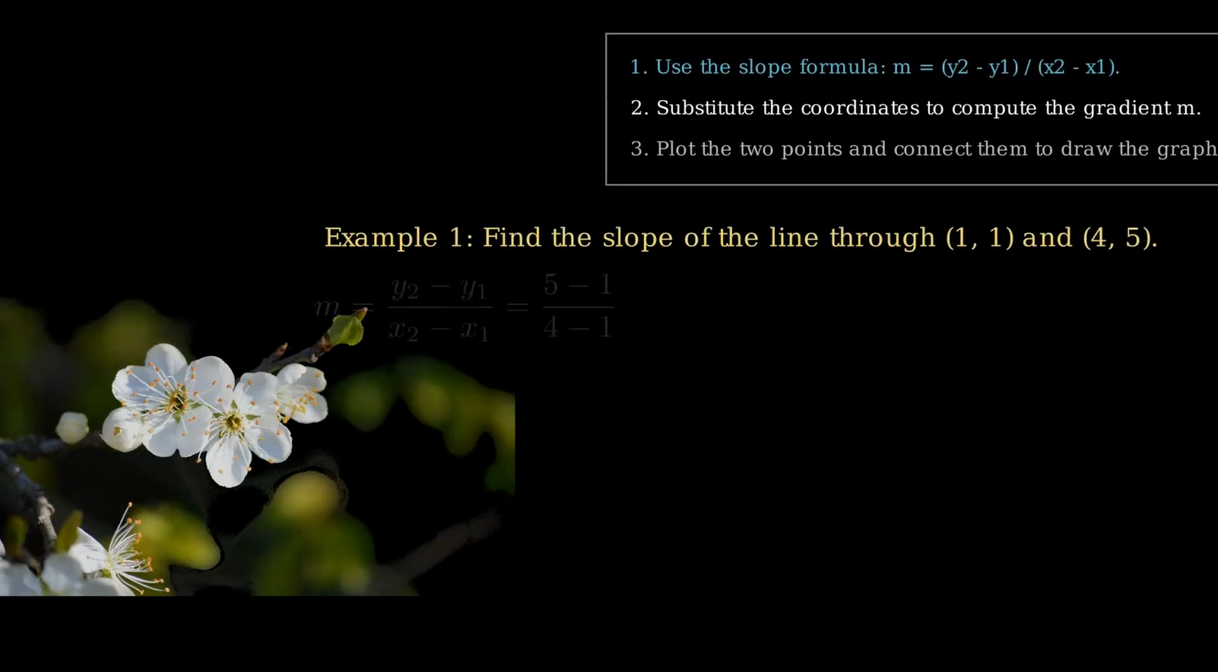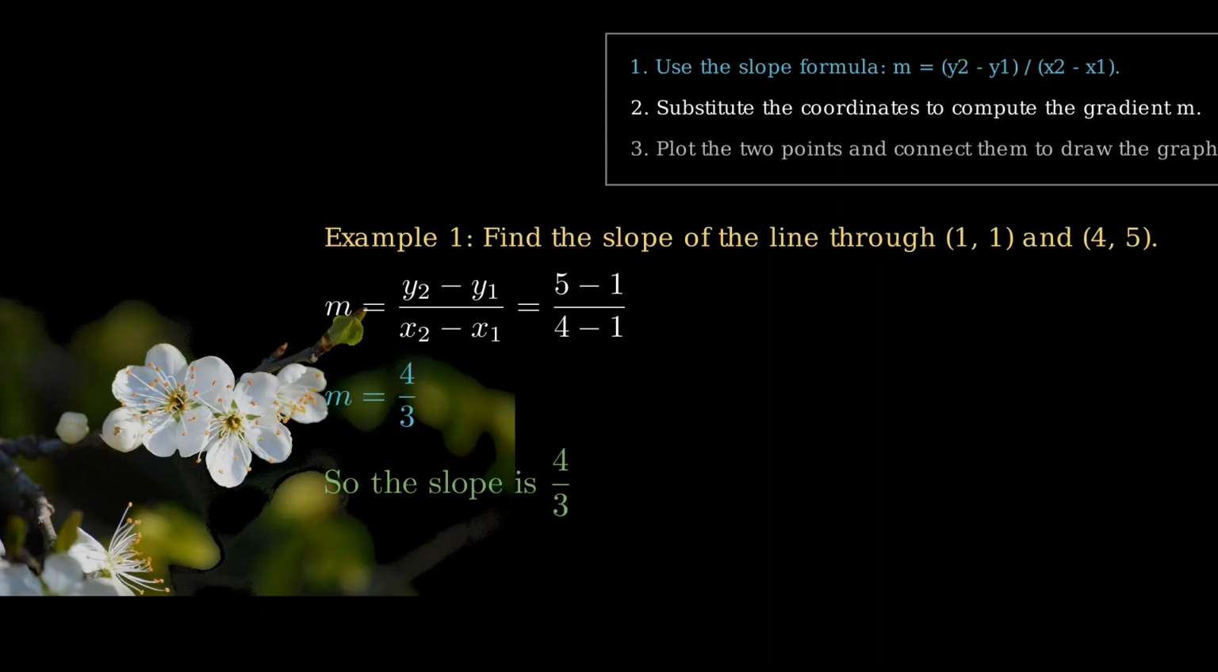Let's solve example 1. Find the slope of the line that passes through the points 1, 1, and 4, 5, and draw the graph. Let's substitute the values into our slope formula. In the numerator, y2 minus y1 gives 5 minus 1. In the denominator, x2 minus x1 gives 4 minus 1. Simplifying this expression, we get 4 over 3. So the final slope of the line is exactly 4 over 3.